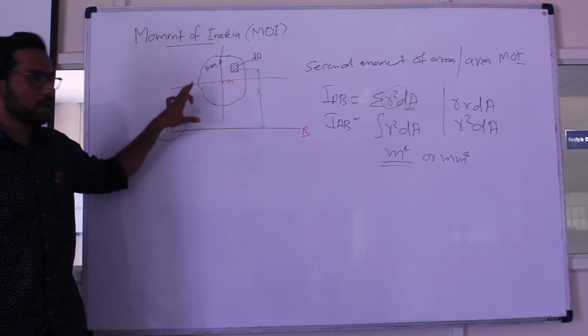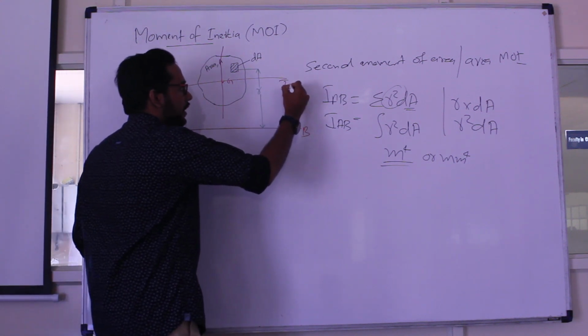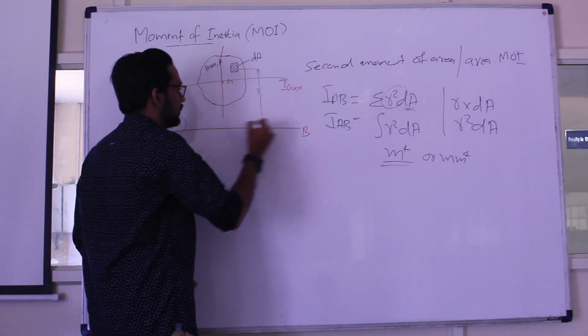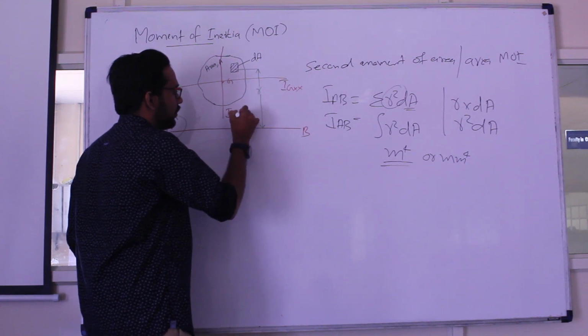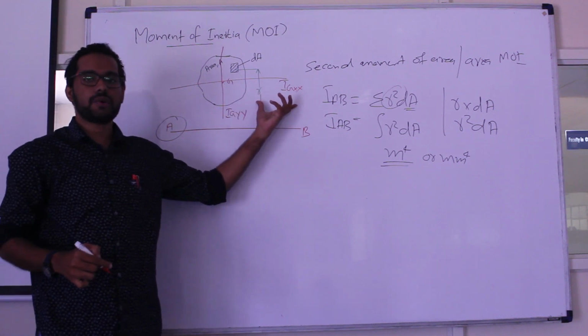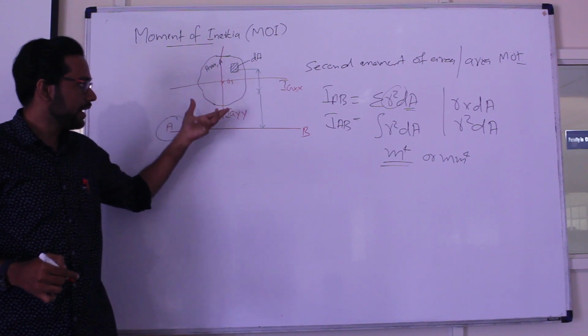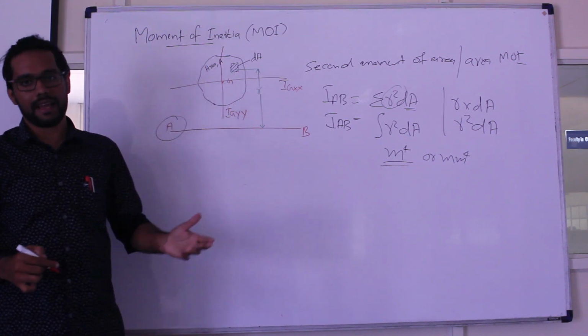So the moment of inertia of this area about this axis is denoted by Ig xx, and this one is Ig yy. So this is actually the centroidal moment of inertia. That means the moment of inertia of a body about the centroidal axis.